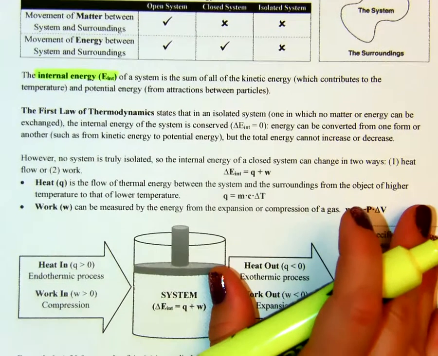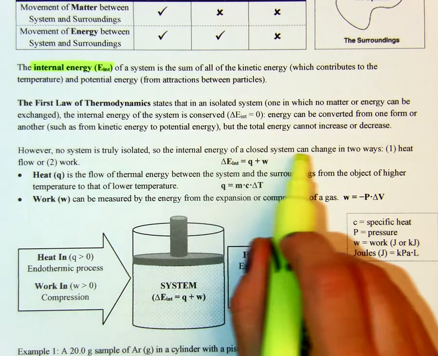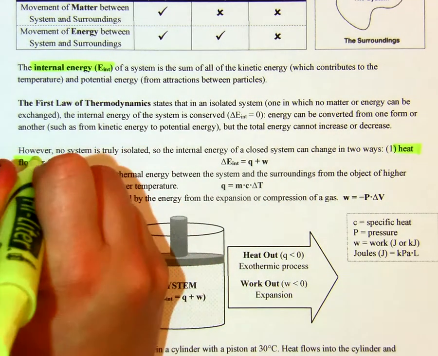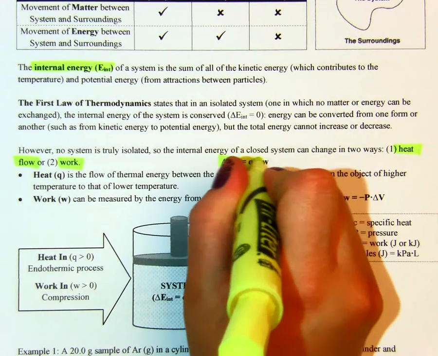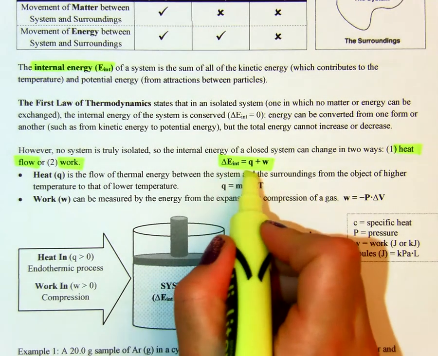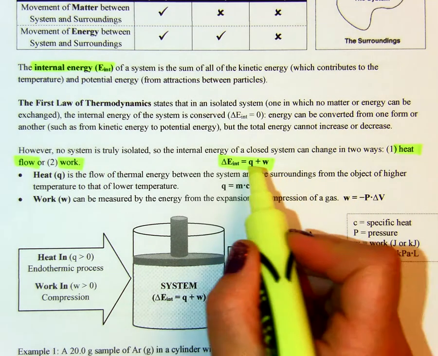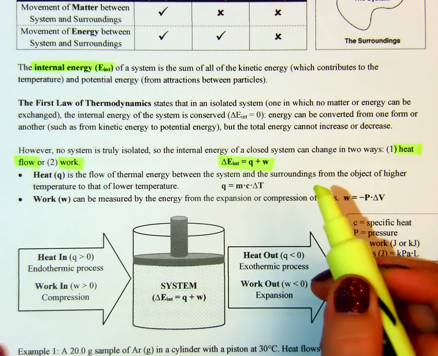However, like we said before, no system is truly isolated, so the internal energy of a closed system can change in two ways. So either by heat flow, either heat flowing in and out, or the system doing work. And we can represent that with this equation. Delta E-int, so the change in the internal energy, equals Q plus W. Q stands for heat, W is work, so it's the summation of heat and work together.